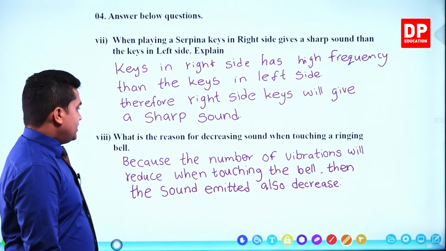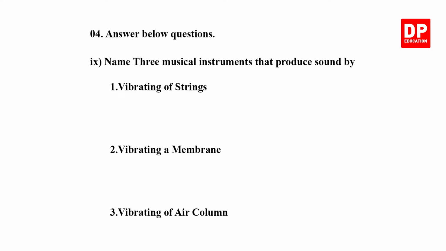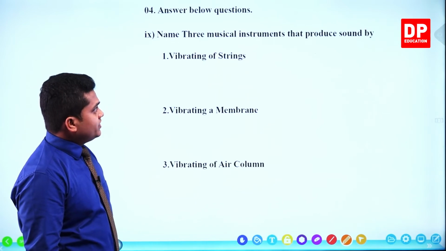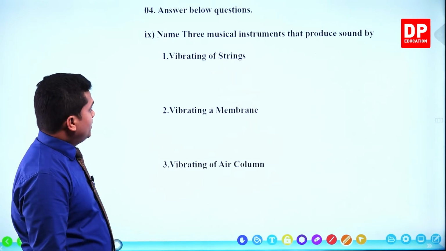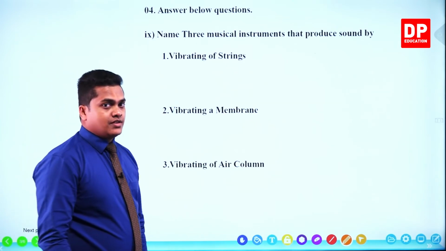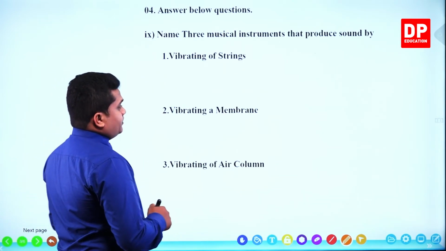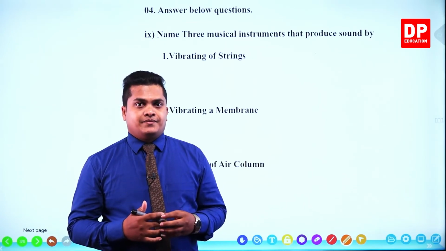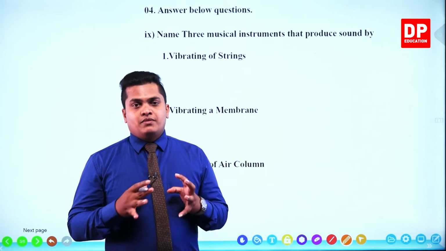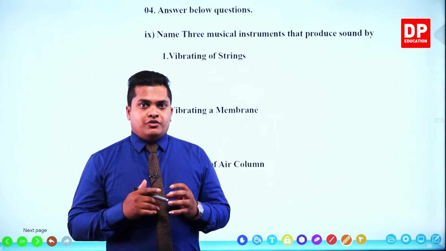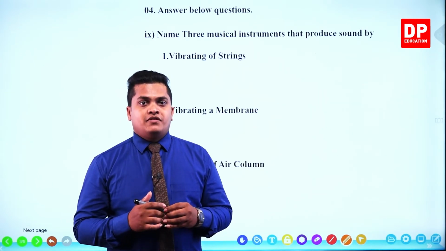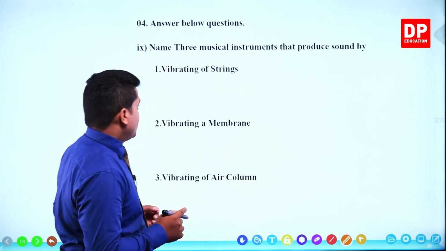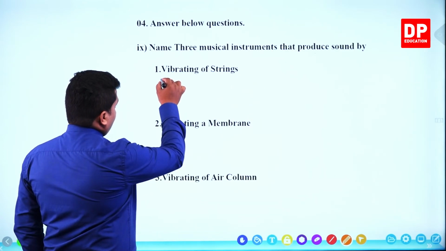So we'll move on with the next question. Name three musical instruments that produce sound by, number 1, vibration of strings. We studied several musical instruments within this lesson, and there were several which produce sound by the vibration of strings. Right, now we'll write down some of them.